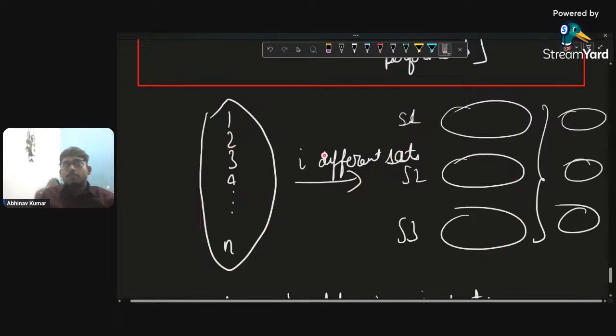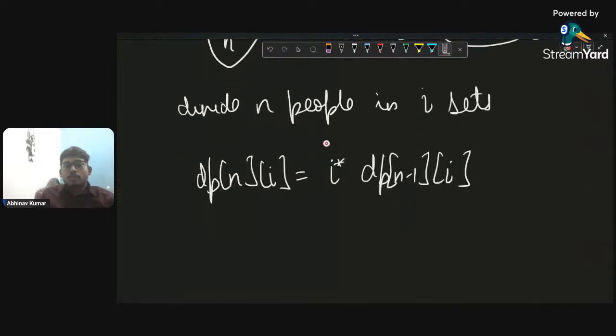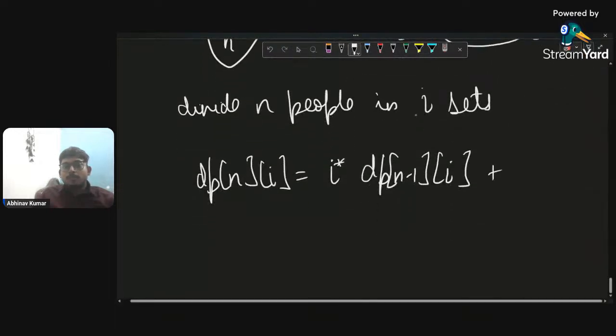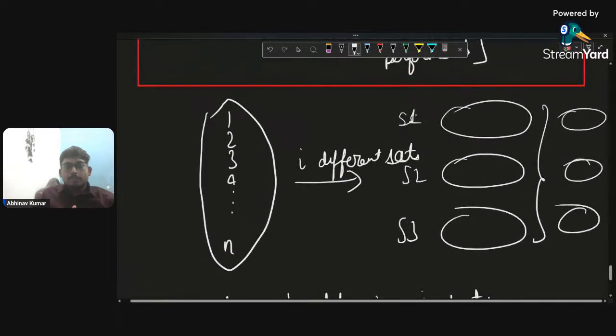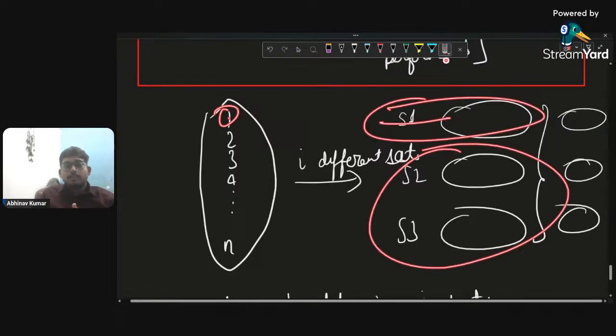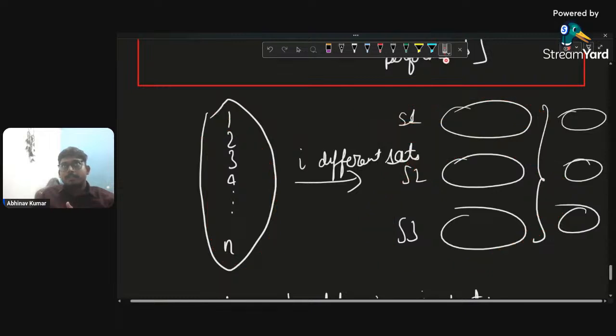Okay, that would also be fine. So plus I would do if the remaining n minus 1 people are assigned I minus 1 sets. What I'm doing is, one case is the first person is assigned set number 1, and then the remaining n minus 1 people are assigned the I minus 1 different sets.